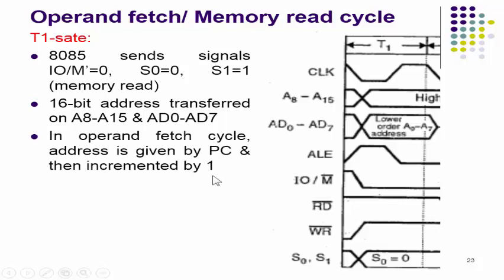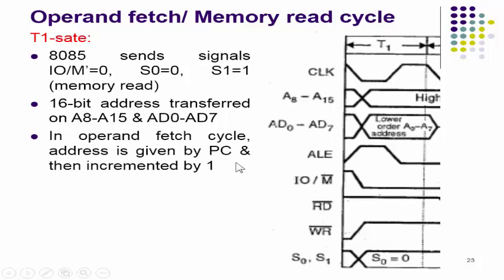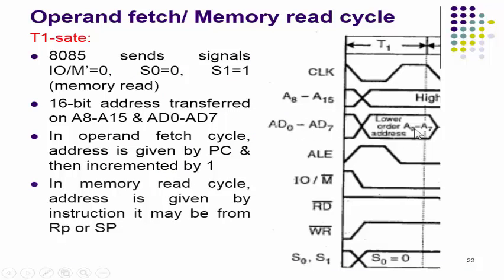So in the T1 state, 8085 sends the signals IO/M bar equal to 0. IO/M bar 0 means memory device related operation. S0 equal to 0 and S1 equal to 1, which indicates memory read operation. The 16-bit address is transferred on A8 to A15 and AD0 to AD7.